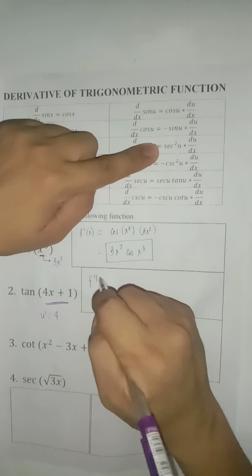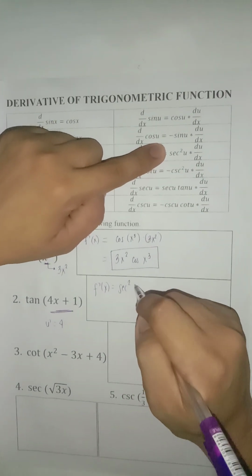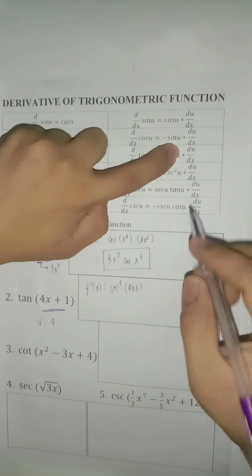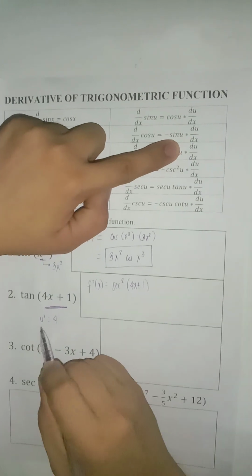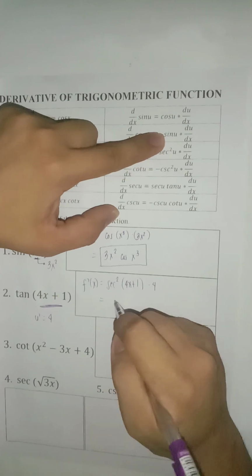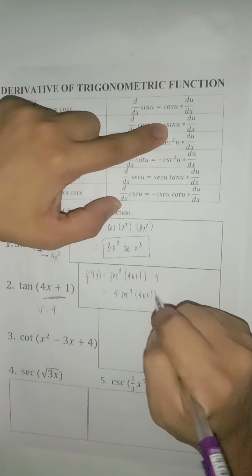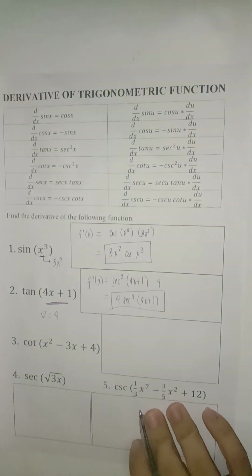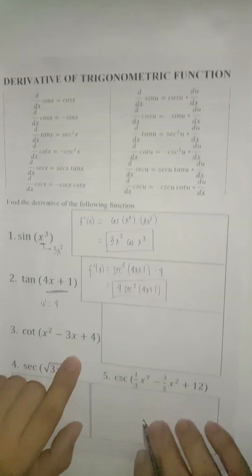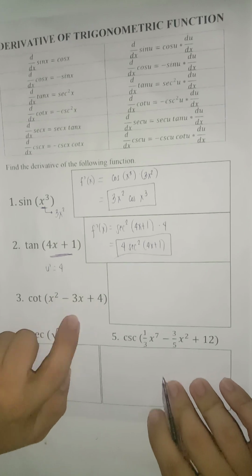So, derivative of your function is equal to, according to the table, we have your secant squared. Yung u natin, copy lang. That is 4x plus 1 times the derivative of your u. Ano yung derivative ng u kanina? That is 4. Then simplify. Ilalagay lang sa harap. We get 4 secant squared, 4x plus 1. And this is the final answer for the tangent of 4x plus 1. Ito yung derivative niya. Another example, we have the cotangent of x squared minus 3x plus 4.